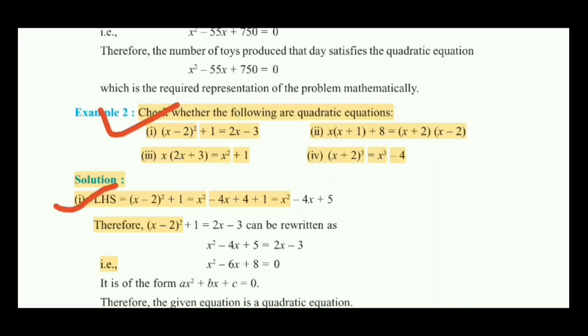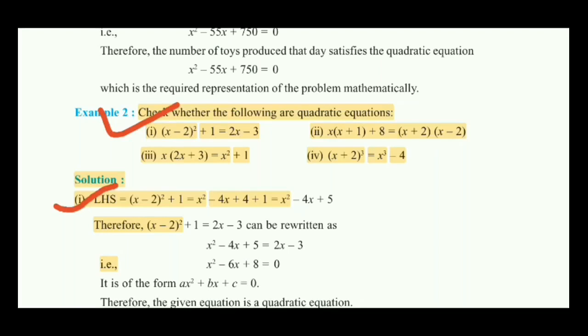You will take its left hand side and simplify it. When I simplify its first term, you can see what is given here, (x minus 2) whole square plus 1. You will expand (x minus 2) whole square and you will get x square minus 4x plus 4, then plus 1, and after simplification you will get the equation x square minus 4x plus 5.